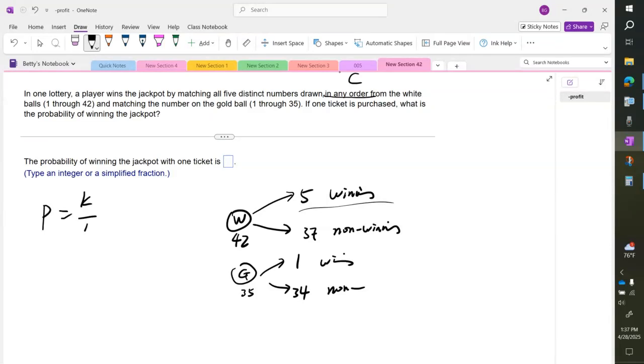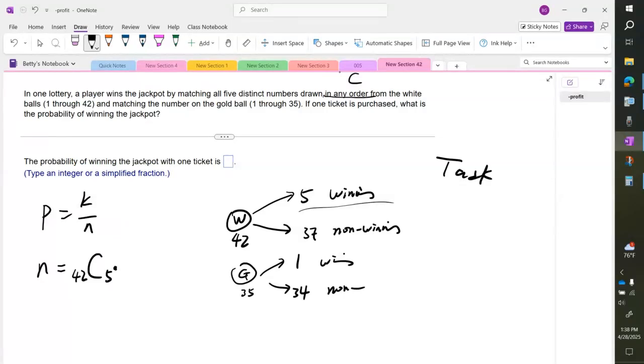So the probability is K over N. N is going to be the total number of ways to get the task done. The task is to play the game, and this is a two-part game. First part, deal with the white balls. Second part, deal with the gold balls. First part, we need to select 5 white balls randomly from the 42 available white balls.